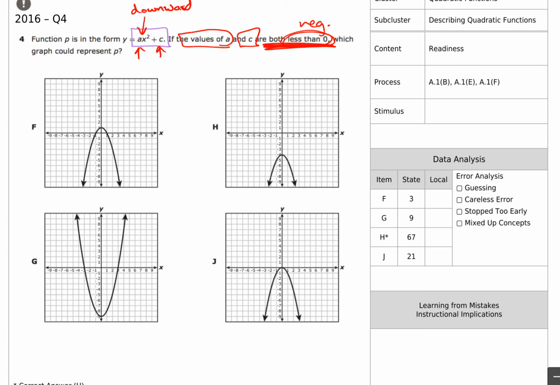If it's negative, so the g, which is facing upward, can't be our answer. And what did we say if c is negative? Well, this is what makes it go either up or down, and when it's negative, that means it's going down. So it was shifted down. This one is shifted upward, so it can't be f. This is shifted down. This one is not shifted either up or down, so that's not it. The answer was h.